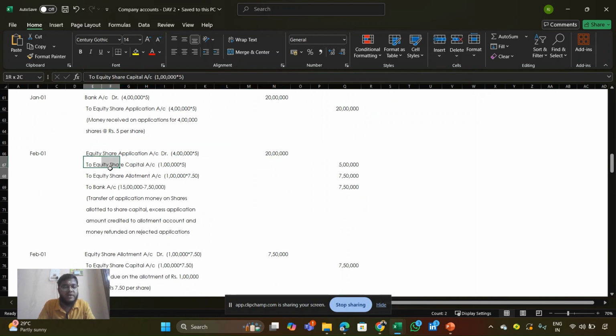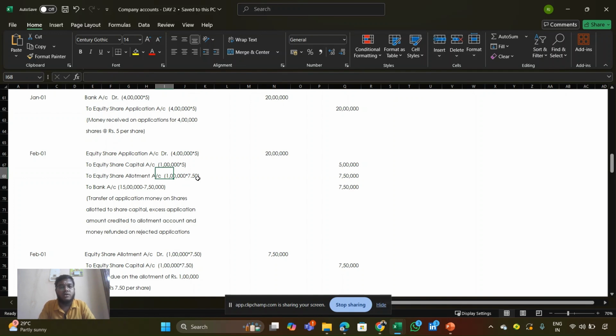Okay. Then we have to transfer only 1 lakh into 5 as the equity share capital. The balance is the 3 lakh shares. In the 3 lakh shares, what do we have to do? We have to segregate. On a pro rata basis, on a proportion basis, we have to allocate to the allotment amount. So to equity share allotment account, 1 lakh into 7.5. Because in equity share allotment, the whole due amount is 7 lakh 50. 1 lakh into 7.50 is the due amount.